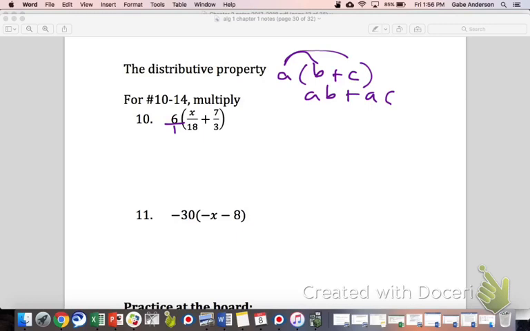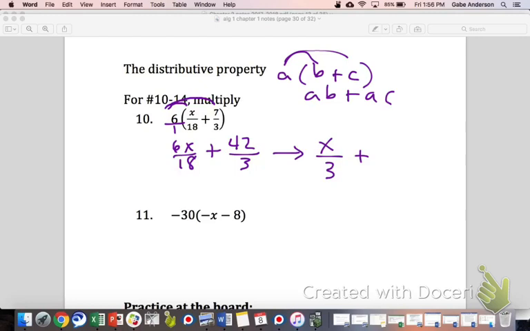And so as I distribute this, and I multiply in here, I'm going to get 6 times x, which is 6x, over 1 times 18, which of course is 18. And then as I distribute over to there, I'm going to get 6 times 7, which is 42, and then 1 times 3, which is 3. Now in this case, there are some reducings that can happen, right? So 6 over 18 reduces to be what? 1 over 3. Yeah, so this ends up being x over 3. And then what about 42 over 3?